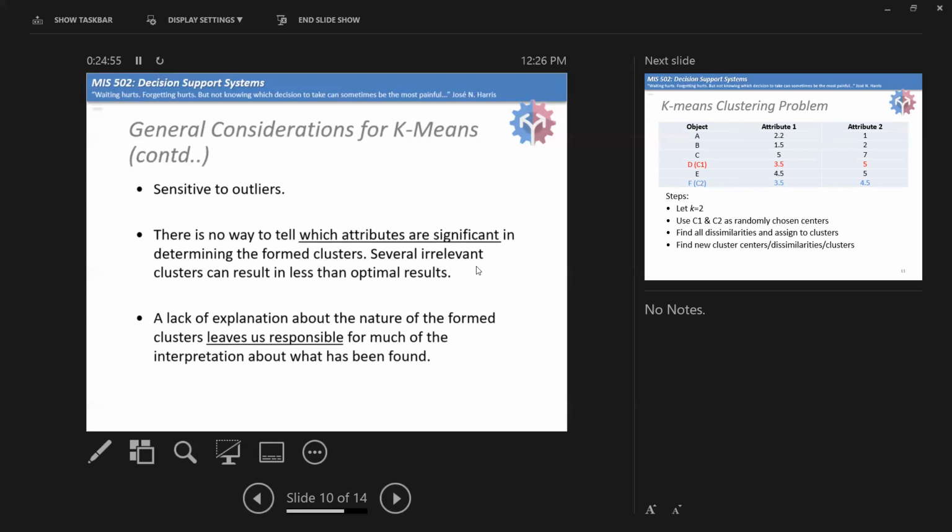Okay, so there is a lack of explanation about the nature of the clusters formed. These clusters are formed. We need to explain: who can explain why this cluster exists? What is the meaning of this cluster? This is the labeling issue that we talked about. So again, whose job is that? The domain expert. They can see and they can explain why this cluster is formed. What does this cluster mean in our data?